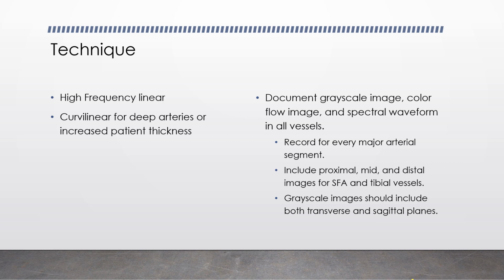Once you've done documentation and evaluation of the whole arterial system in long and transverse, you can do color and flow images as well. So you'll want to document the image in B mode, add color, add spectral, and that will give you a complete view of what's going on in the vessel.